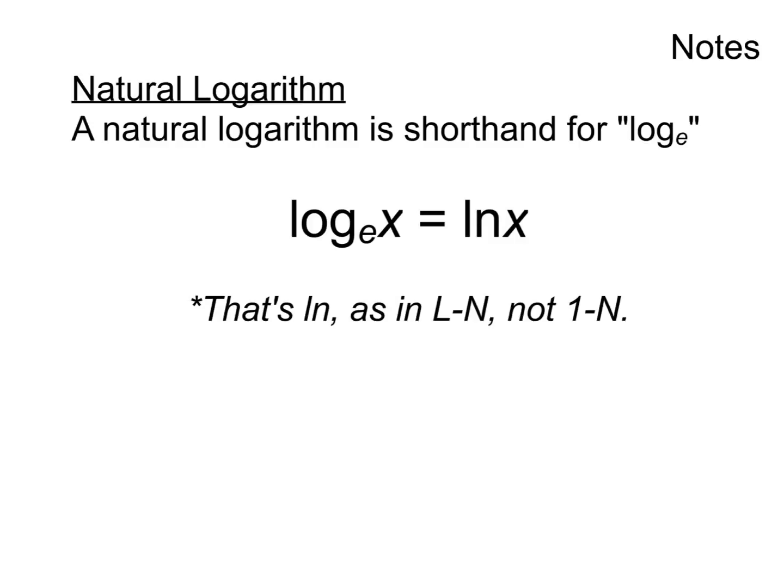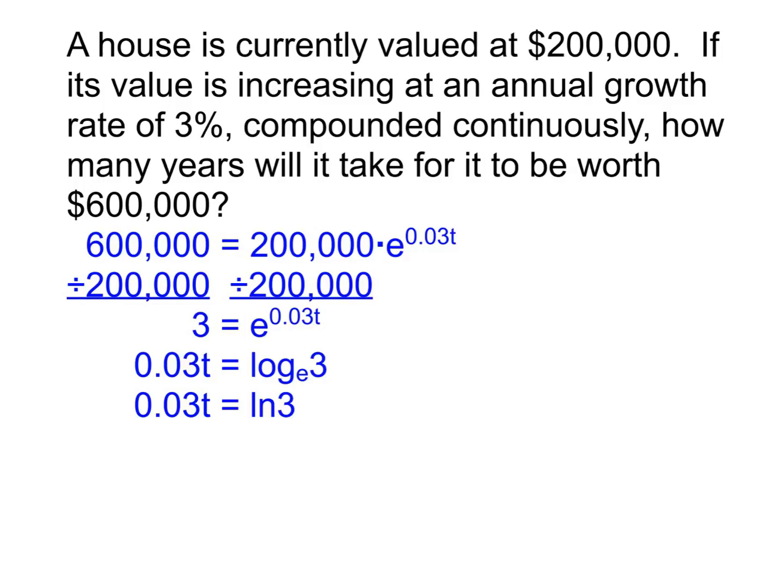Now when we write ln x, I'm not going to want to read it as now we take the ln of x or something like that. So I would read this as log base e of x. I would read this as natural log of x. Now your calculator actually has a natural log button, and we're going to be making use of that here in a moment. And so back in our problem, rather than writing log base e of 3 then, I can just write that as natural log of 3. So I have 0.03t equals natural log of 3.